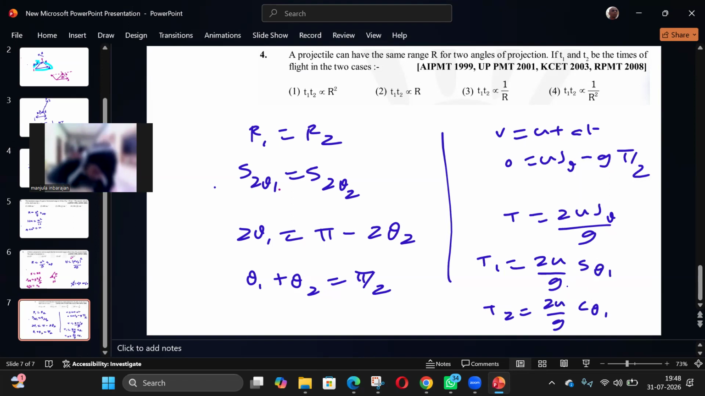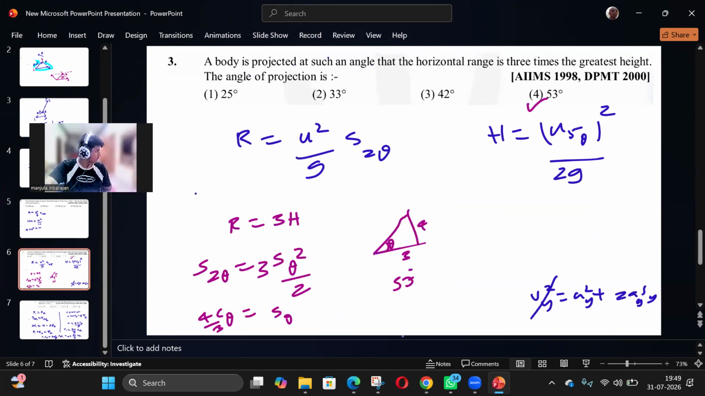So if I multiply these two, I'll get range, because range is nothing but sine theta cos theta. If I multiply T1 and T2, I'll get 2u square by g square sine 2 theta 1. Range formula is u square by g.